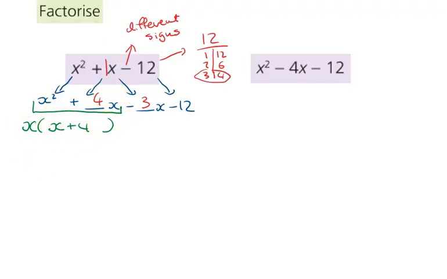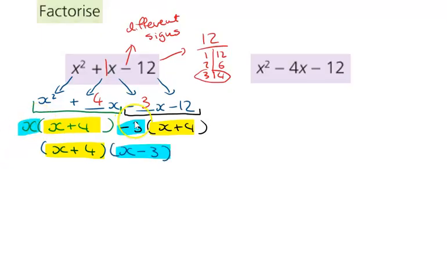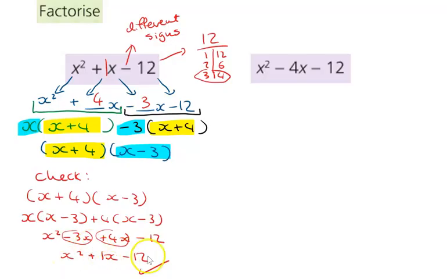I then factorize the right two terms, and my highest common factor is minus 3. Minus 3x divided by minus 3 is x, minus 12 divided by minus 3 is 4. My brackets match, so x plus 4 is the first part of my answer, and then x minus 3 is the second part of my answer. So here's my answer. I was asked to factorize, so I must have brackets in my answer. I'm going to check by multiplying out the brackets. And I get x squared plus 1x minus 12, which is what I started with, so I know I'm right.